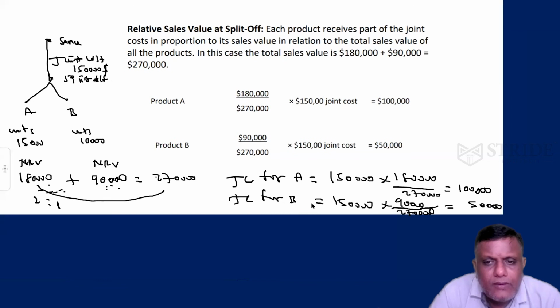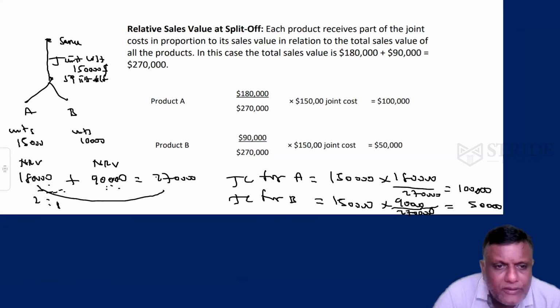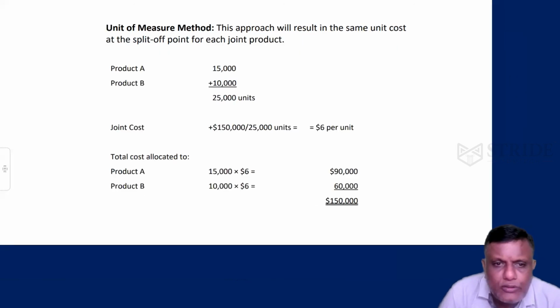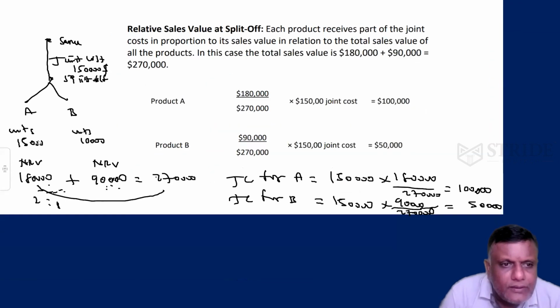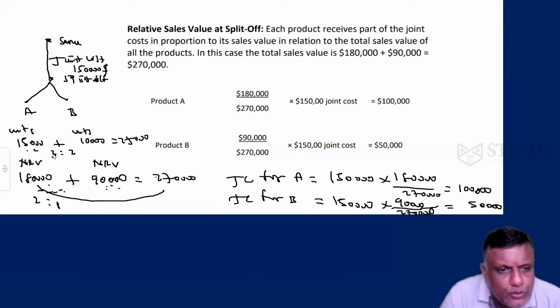Is this on NRV basis? Now the same question on unit basis, 15,000 and 10,000. Here, the joint cost for A, unit wise. In total, 15,000 units and 10,000 units produced, so 25,000 units produced. The ratio 15,000 to 10,000 is again 3:2.